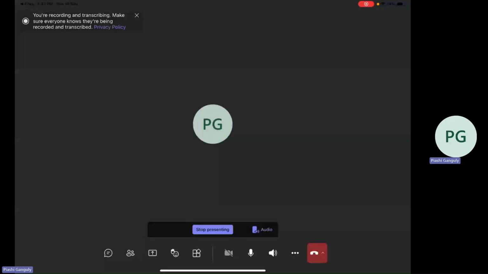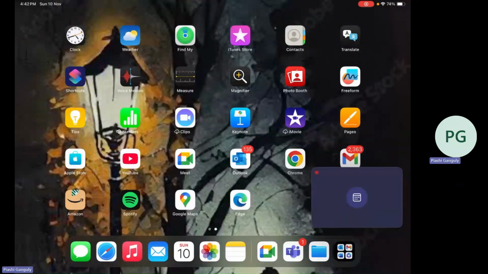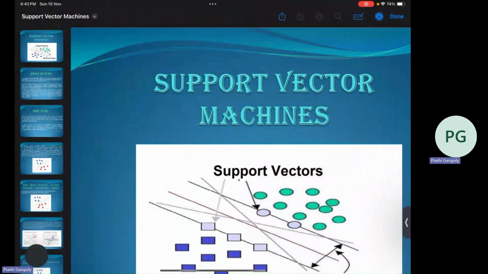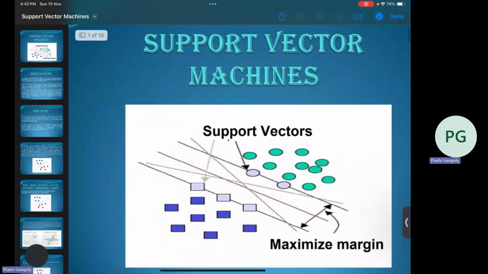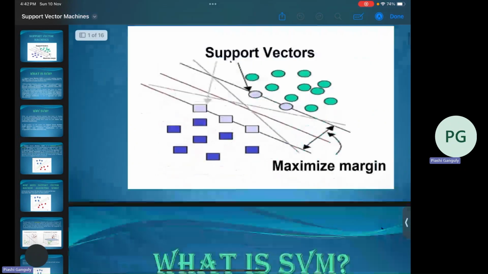Hello everyone. Today we are going to learn about an important concept, a machine learning algorithm known as support vector machines. So, what are actually support vector machines? Support vector machines are a powerful learning algorithm that are widely used for both linear as well as nonlinear classification and regression problems. And also, most importantly, we use support vector machines to analyze outliers.